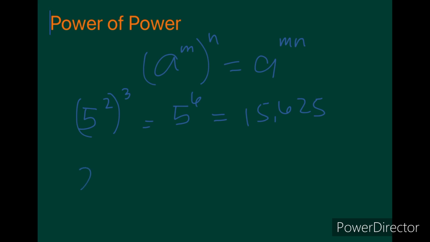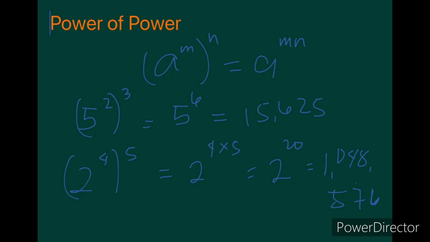Next, another example, the fifth power of 2 raised to 4. So 2, then multiply 4 times 5, and we have 2 raised to 20. So 2 raised to 20 is equal to, it's very big, it's super big, 1,048,576.